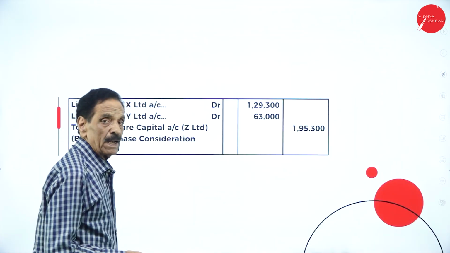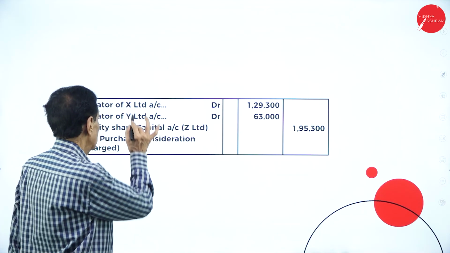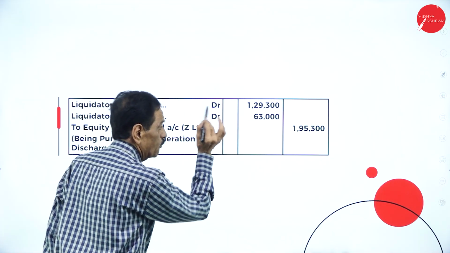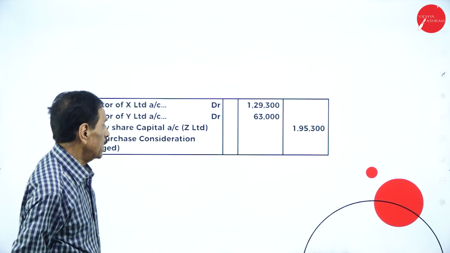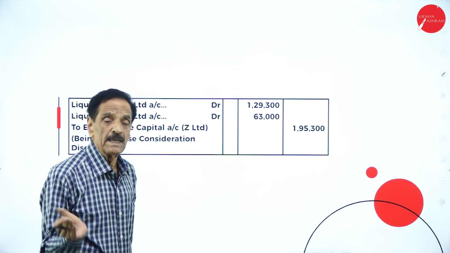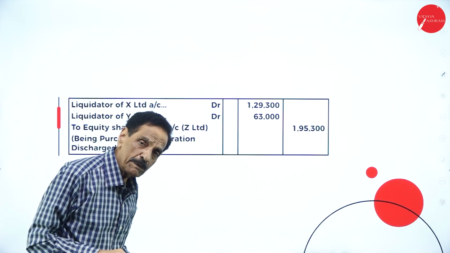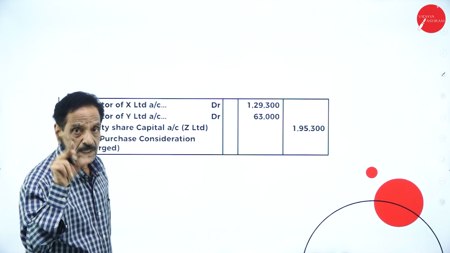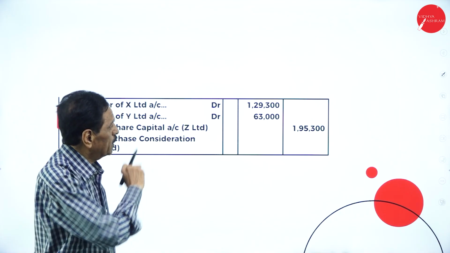How have they been paid? In the form of equity shares. Liquidator of X Limited account debit, Liquidator of Y Limited account debit, to Equity Share Capital of Z Limited. Z Limited will pay X company and Y Limited in the form of equity share capital. They will put this into the balance sheet.